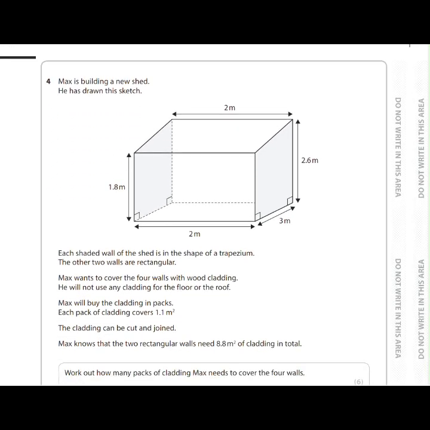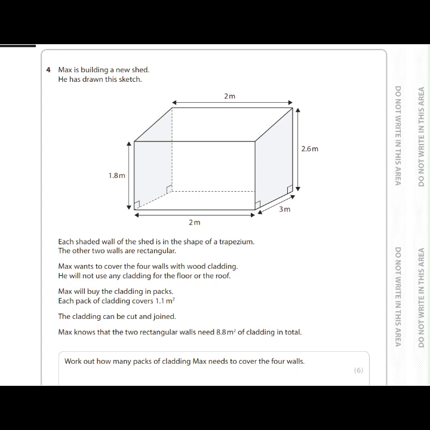Moving on to question 4. Max is building a new shed and he has to draw this sketch. Each shaded wall of the shed is in the shape of a trapezium and the two other walls are rectangular. Max wants to cover the 4 walls with wooden cladding. He's not going to use any cladding from the floor or the roof. Okay, so at that point we can say we're going to discard that.